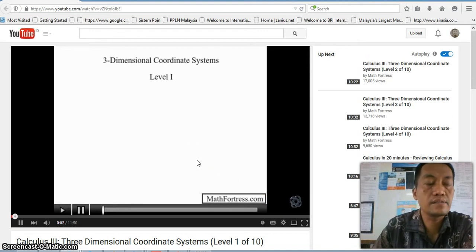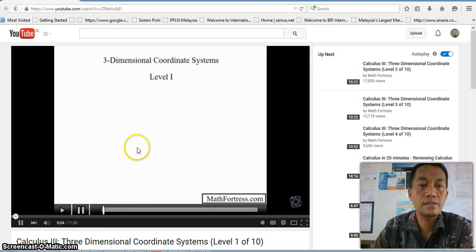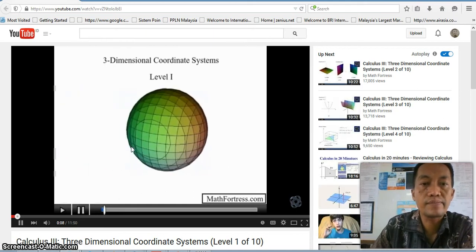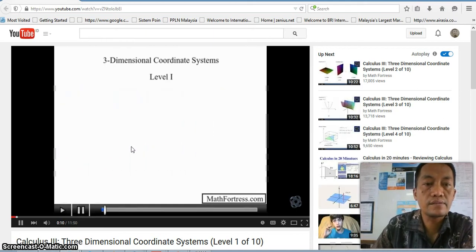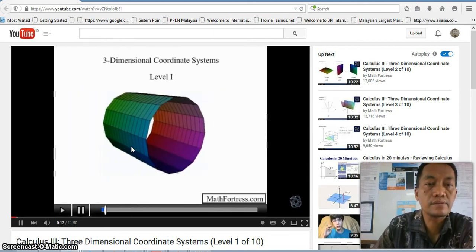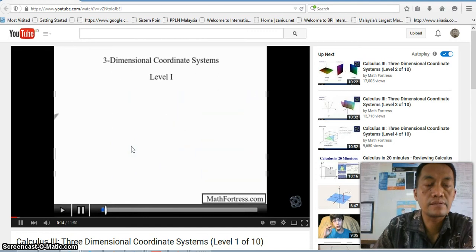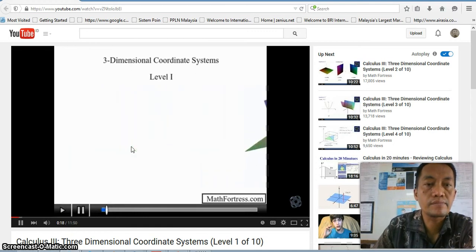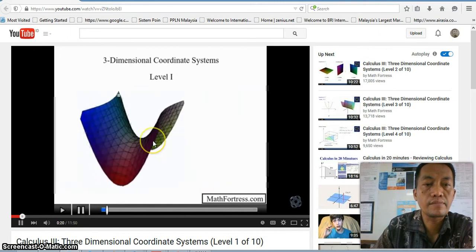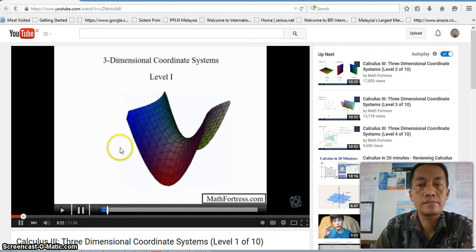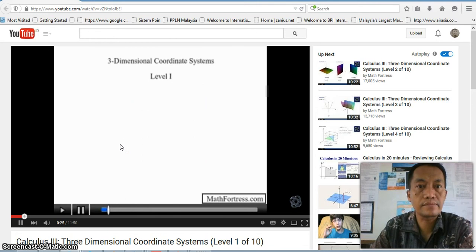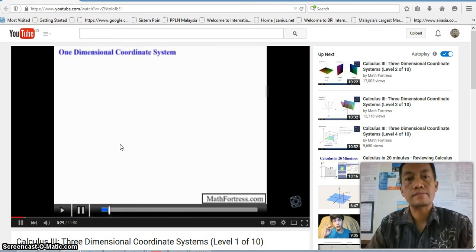Ini materinya. Three-dimensional coordinate systems. Level 1. Calculus 3 is a course that uses all the concepts learned from Calculus 1 and extends it to the study of functions with 2 or more variables. In a nutshell, Calculus 3 is Calculus 1 in 3 dimensions. Nothing more, nothing less. With that said, this class will challenge your spatial visualization skills and push them to the limit. Before we dive in, we need to start thinking three-dimensionally and be familiar with a three-dimensional coordinate system.